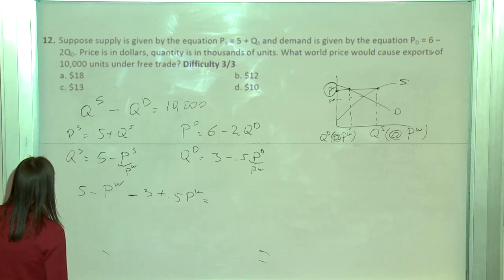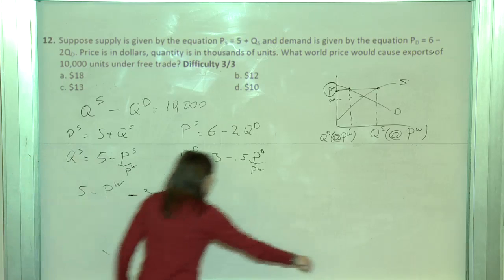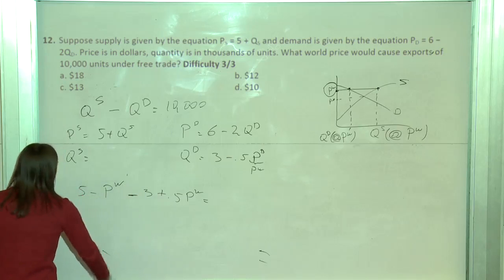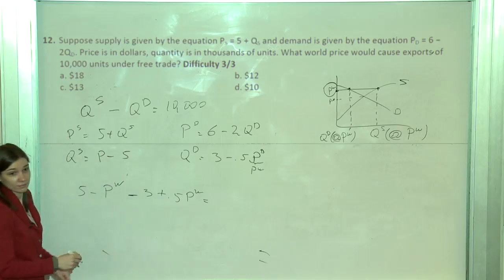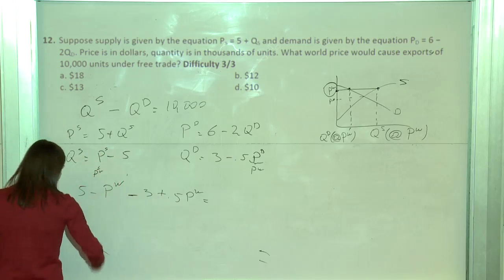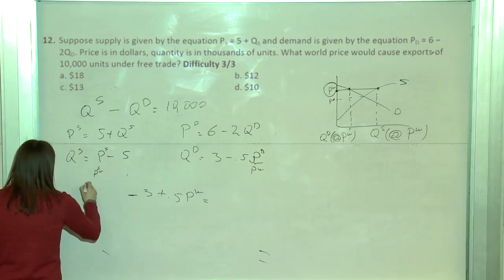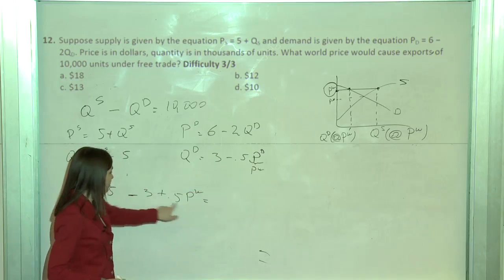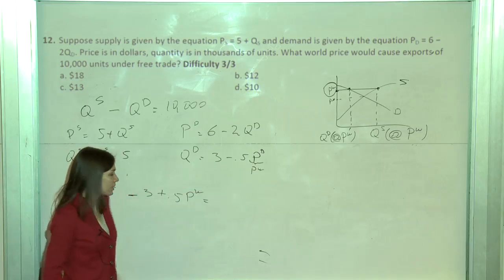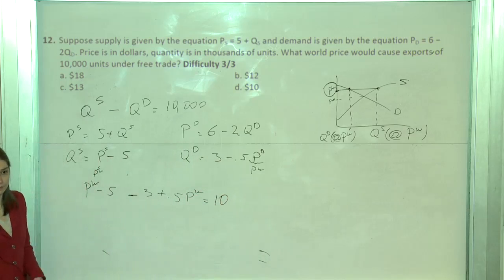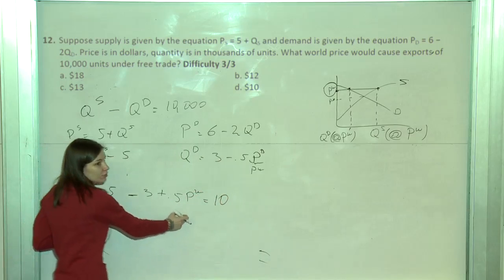Is that true? No. My bad. This is the price minus 5. Okay, that makes more sense. And then plug in here. Okay, so the world price minus 5, and then minus 3 plus 0.5 times the world price, and that thing is going to be equal to 10. Okay, this will give me the exports, and I want the exports to be 10.